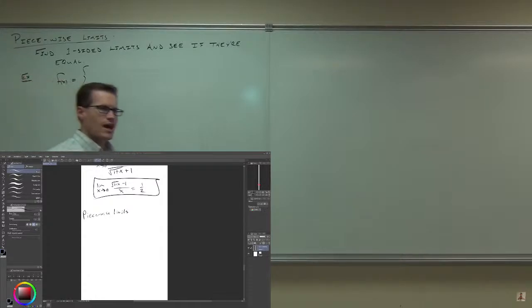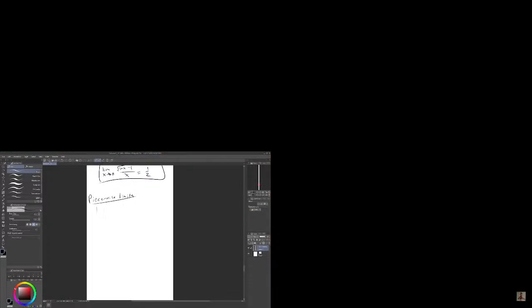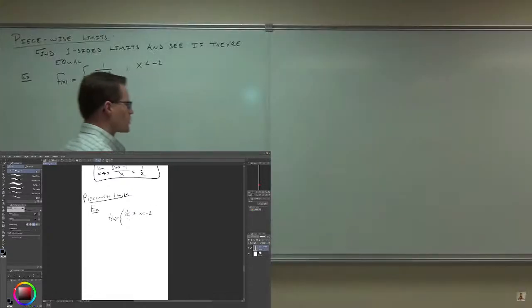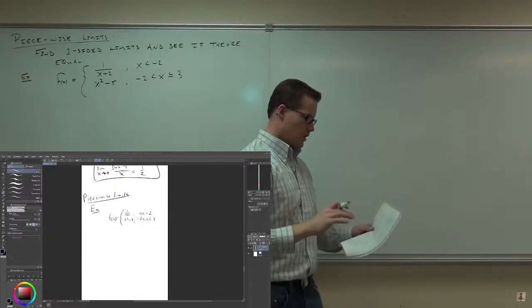I say that your function is actually made up of 3 parts. The first part says you're going to do 1 over x plus 2 if x is less than negative 2. I say you have a different range. You have x squared minus 5 if we're between negative 2 and positive 3. And lastly, our last little step, we're going to be the square root of x plus 13 if x is greater than 3.